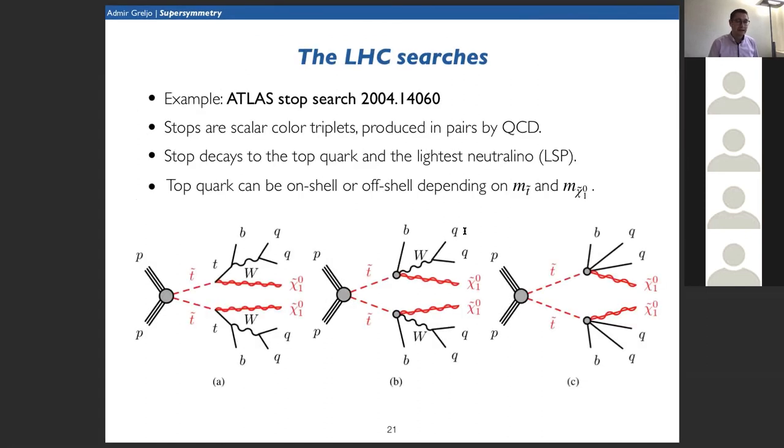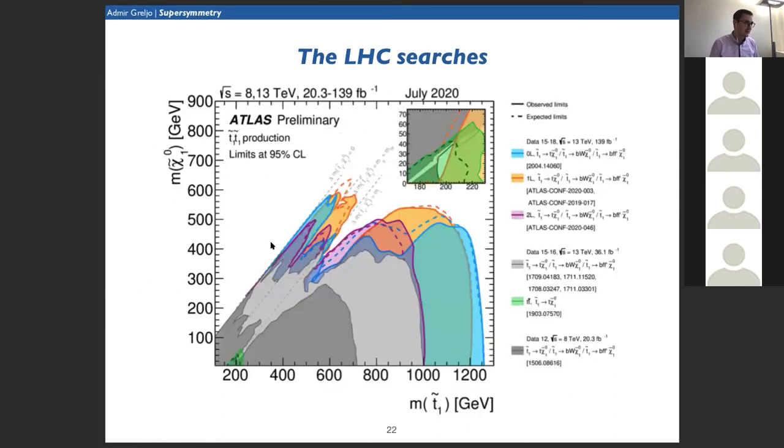And clearly it was the prime target for the LHC searches. This is one of the searches where you produce a stop which decays to a top and a neutralino, the neutralino being the neutral component of the gauginos and higgsino. It's a mixture, the lightest one. So this gives you some signatures, and you can go after and look for it in the experiment.